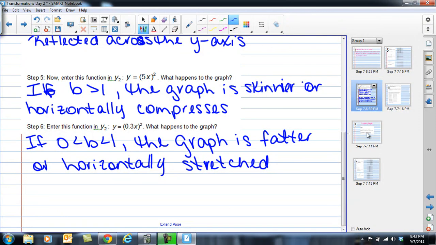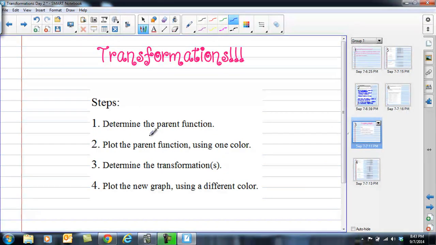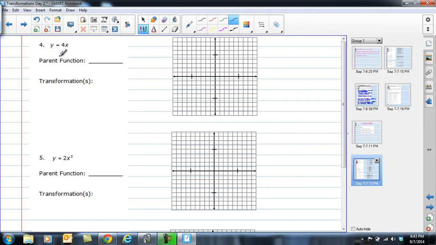So let's practice a few. Just like yesterday, we're going to determine the function, plot it in one color, decide what the transformation is, and make a new color. These are out of order in your book. We're going to start with number 4, 5, and 6, and then come back to 1, 2, and 3. I'm not sure why the numbers are that way, but that's what we're going to do.